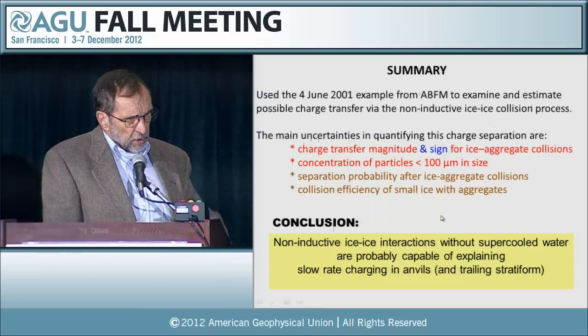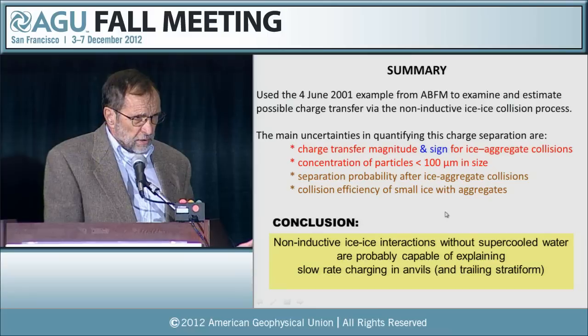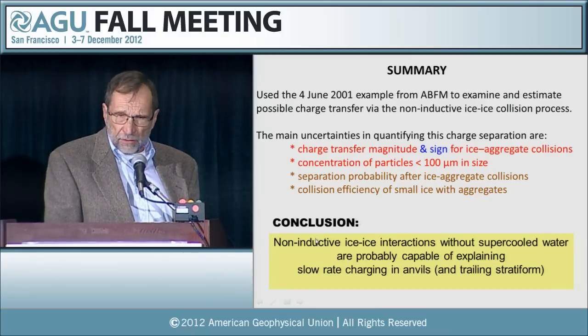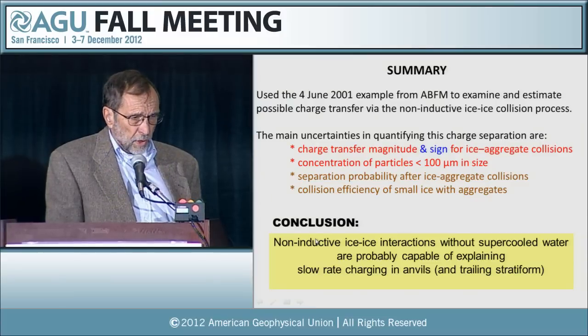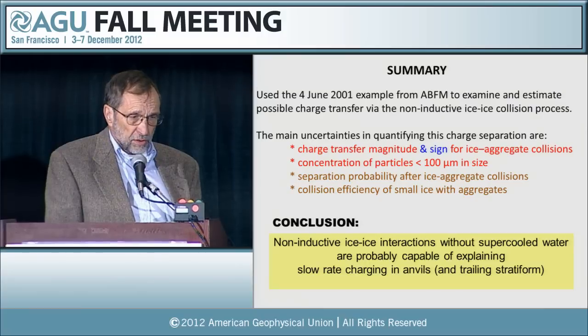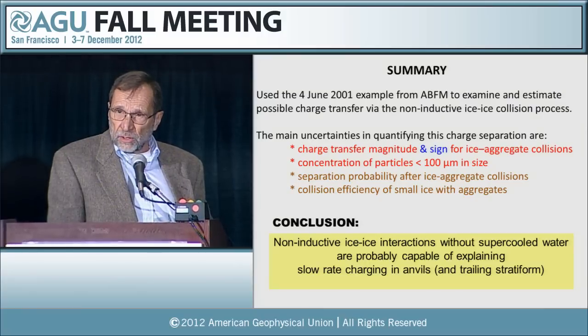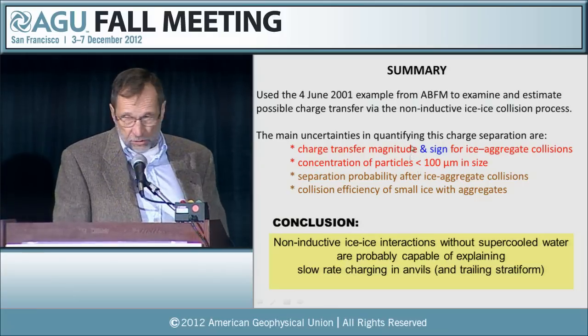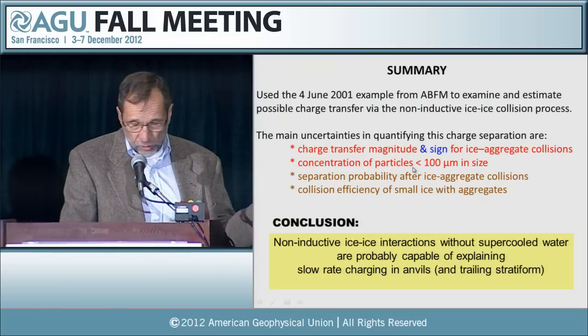So then, in summary, I can let you read that, but I want to conclude that non-inductive ice-ice interactions without supercooled water present are probably capable of explaining slow-rate charging in anvils and also in trailing stratiform. Of course, there are a number of uncertainties which I've spoken about, and you can read more here.